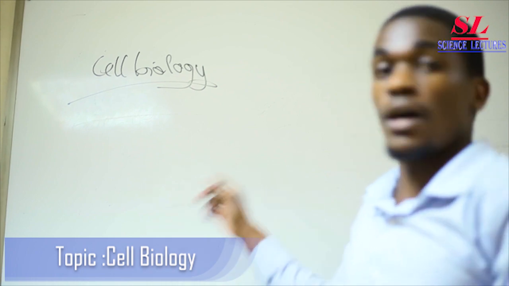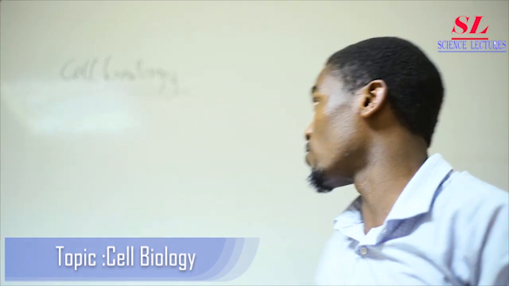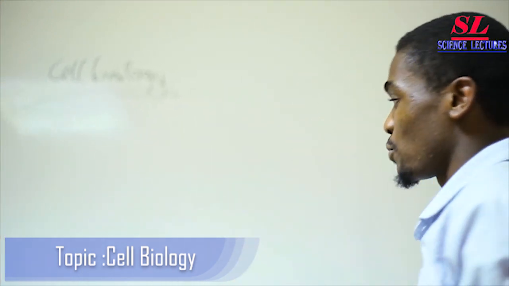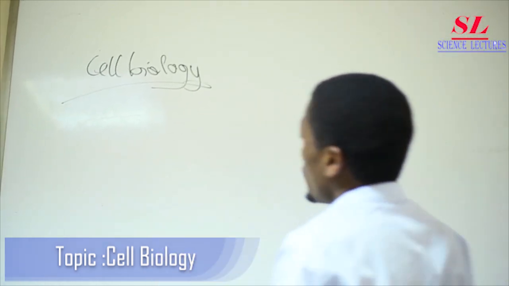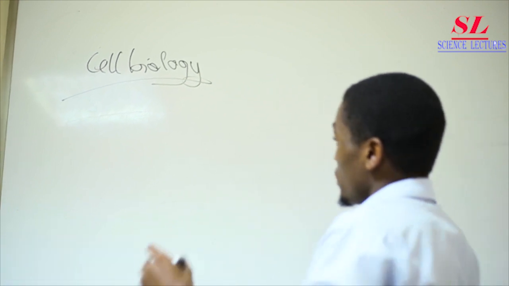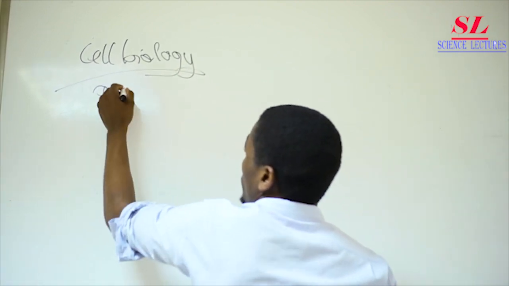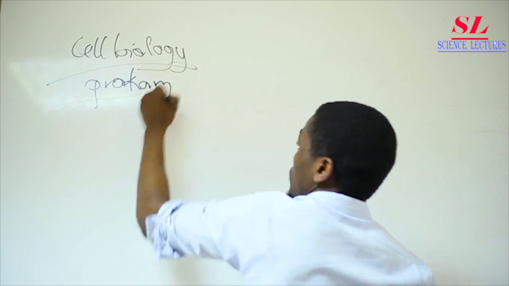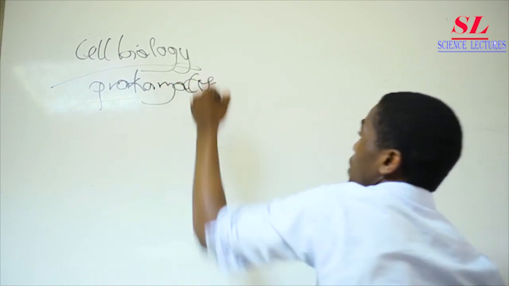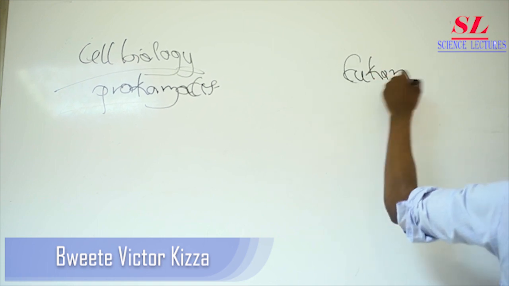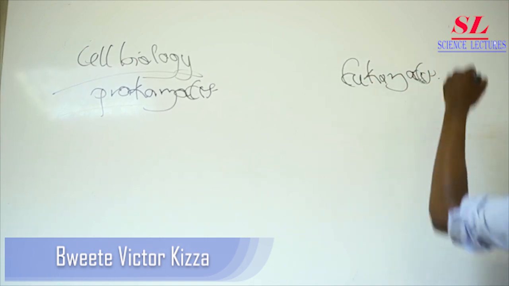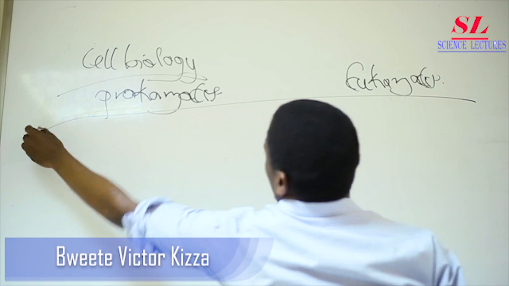So then another thing we need to cover, which is very important, we need to know the differences between the prokaryotes and the eukaryotes. So, differences between the prokaryotes and eukaryotes, I think we'll do this in a tabular form. Prokaryotes, then eukaryotes. So differences between these two.